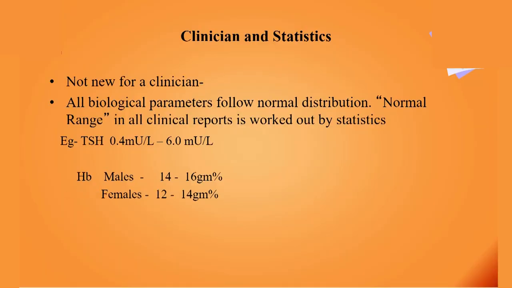But within clinical practice, statistics is there in nature, right? So for example, anything which is a biological parameter, whether it is hemoglobin values or LDL values, all these things fall in a normal range, right? So which means that within nature itself, there is statistics which is playing out for all these things.